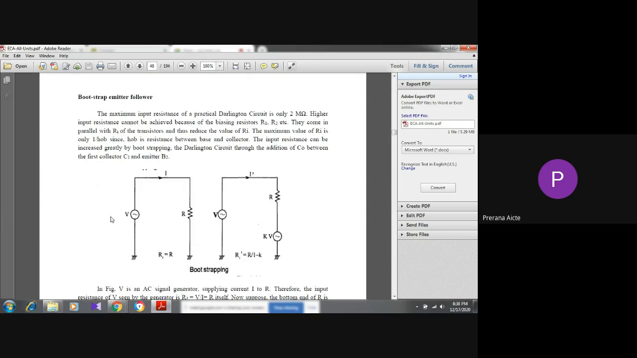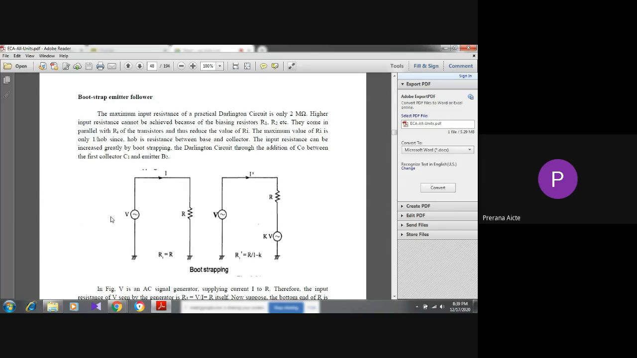Next, bootstrap. This is also one of the important circuits to improve the input impedance, input resistance. Now the maximum input resistance of practical Darlington devices is only 2 megaohms. High input resistance cannot be achieved because of the biasing resistors R1, R2, etc. They come in parallel with Ri of the transistors and thus reduce the value of Ri. So the maximum value of Ri is only 1 by hob, since hob is the resistance between base and collector.